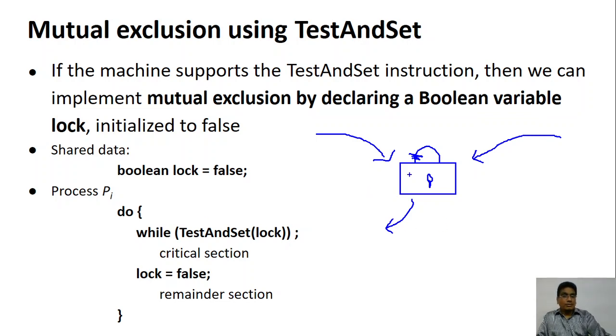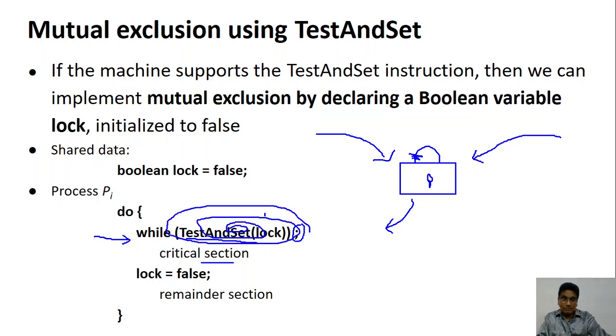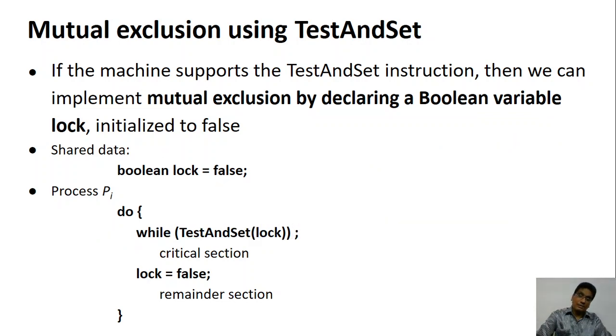So how does this particular thing work? You come to this point and you test for the lock. If it is unlocked, you lock it and enter the critical section. If it is already locked, remember this is a dummy loop, as I told you in the last class. You will simply be roaming around this while loop, and you can't come out until this lock is set to false. So if the lock is set to true, you will be in this while loop only, and you can't enter the critical section.